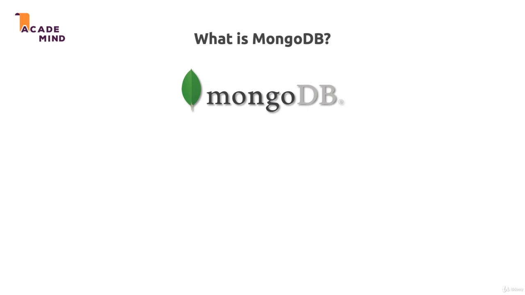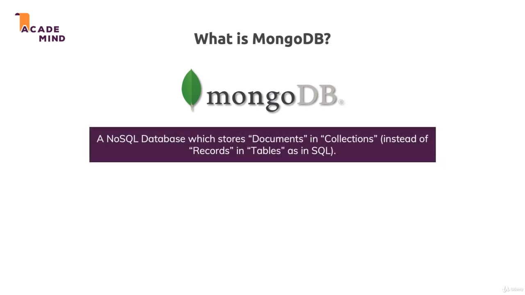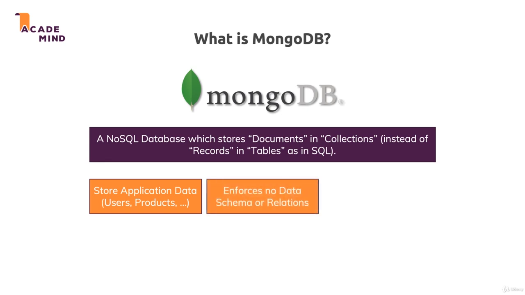What is MongoDB about? MongoDB is a NoSQL database engine which allows us to store documents in so-called collections instead of records in tables as we would have it in SQL. So it's a database engine. It's all about storing data. It's about storing our application data specifically. We use MongoDB in this course and in general to store, for example, our users, our products, or whatever our application is about. Unlike SQL, it doesn't enforce a schema for our data. We can still build one and use one if we want to, but we're not forced to. And we also don't need to work with relations.